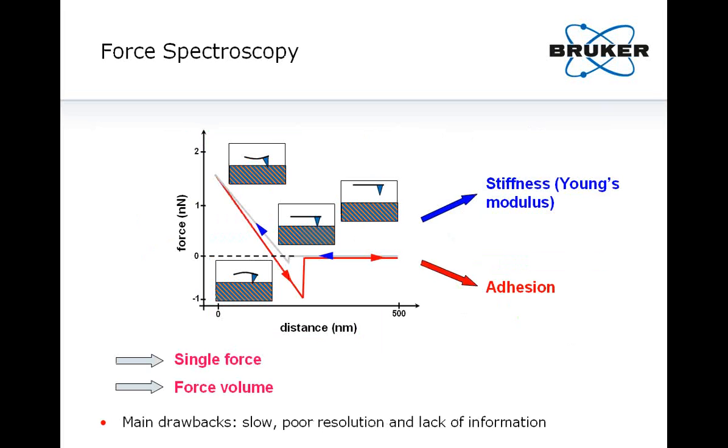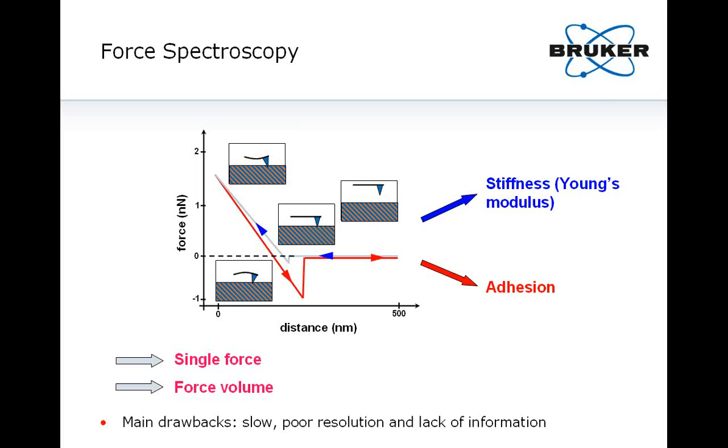So the second technique is called force spectroscopy. So to understand what this is, you need to have a look at this force distance curve. In that case, it's not really an imaging mode because the tip is brought in contact with the surface. So to make it clear, on the y-axis you have the force in nanonewtons, the force between the tip and the sample, and on the x-axis you have the tip-sample distance in nanometers.